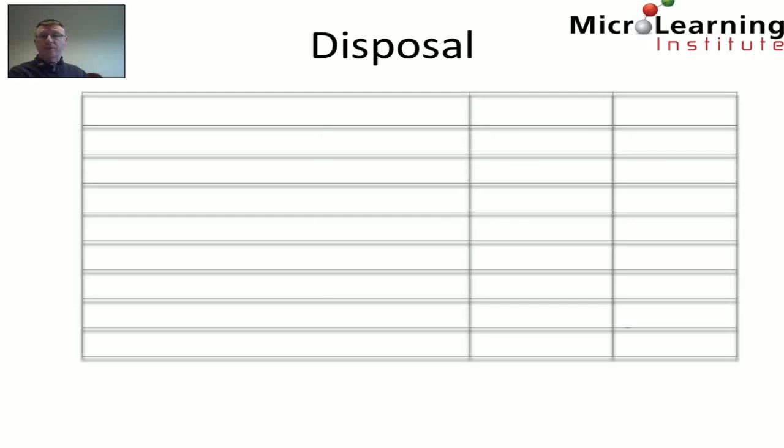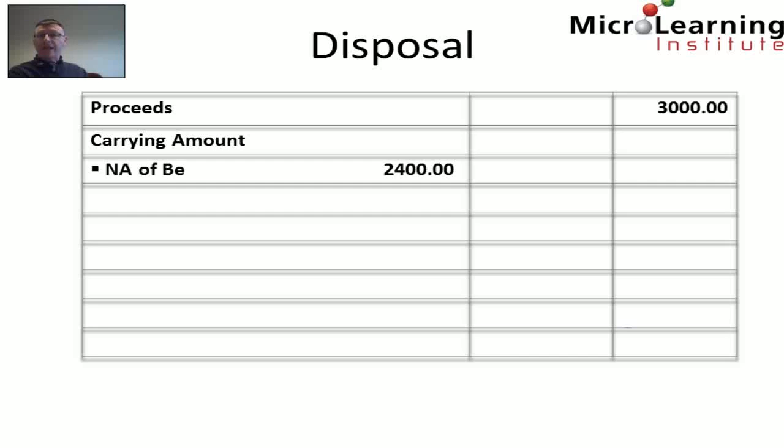So now we can look at the disposal working, and again, as previously, the group receives $3,000 for the disposed shareholding. But now we need to look at what value the group was carrying Beanie at on the date of disposal. We're told that the net assets of Beanie at the date of disposal are $2,400. And of course, the group owns 70% of those net assets, which is equivalent to $1,680.